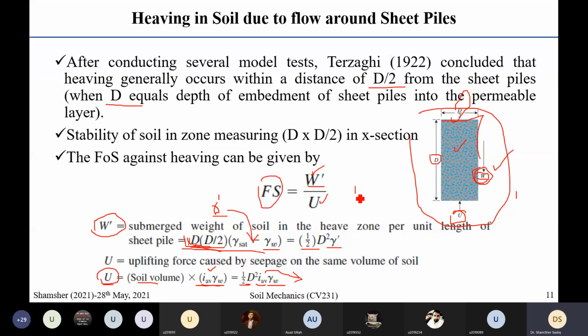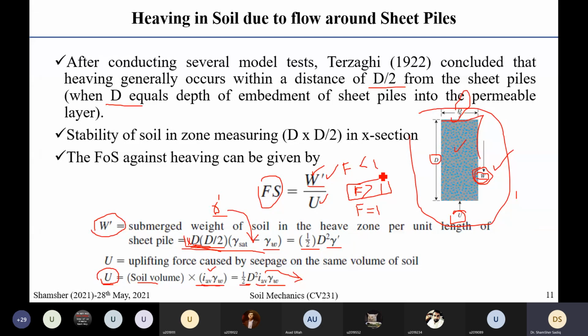Now if your factor of safety is greater than 1, what does that mean? Physically, what is the meaning? If your factor of safety is greater than 1 in this equation, it means W, your weight of the wedge, is higher than the seepage stresses, so there will be no failure. If it is equal to 1, it is on the verge of failure, and if your factor of safety is less than 1, it will definitely fail.